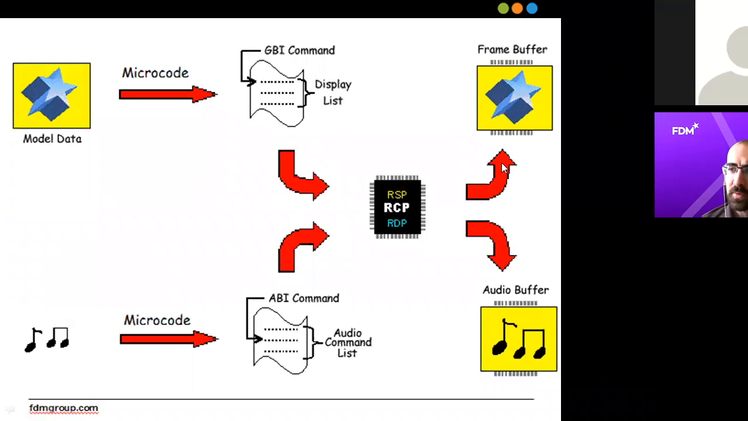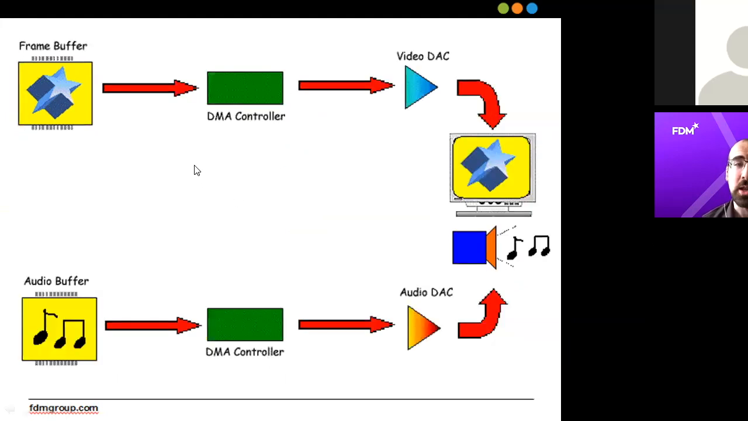This is an overview of the different tasks and commands necessary in making a Nintendo 64 program. You have your model data and your model sound. We write microcode to transfer it into the graphical binary interface commands, which is basically a display list of commands that you're going to do to transfer this data into eventually a picture and some sound. From that display list, we send it to the RSP and the RDP, the signal processor and the display processor, and we load up frames into the frame buffer.